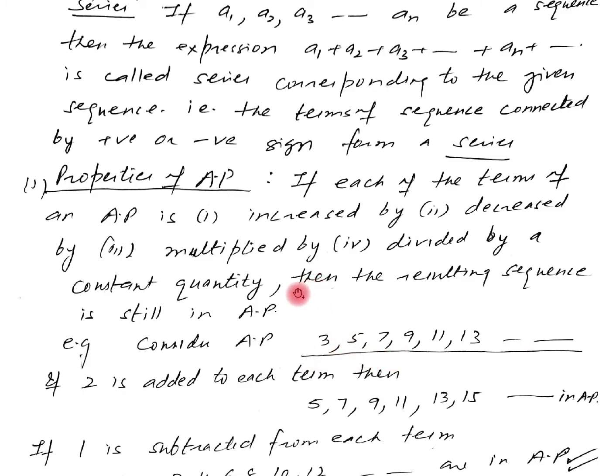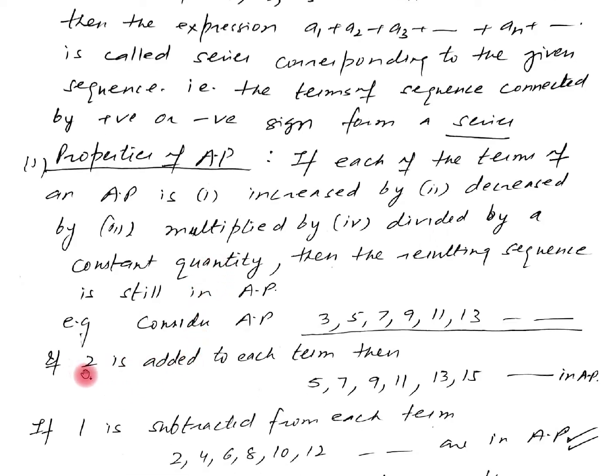Now what we have written here, if each term of the AP is increased by or decreased by, multiplied by or divided by a constant quantity. Now I am adding 2 to each term of this sequence. Then this becomes 5, this becomes 7, this becomes 9, this becomes 11, this becomes 13 and this becomes 15. Now here again we see this sequence is again in AP.